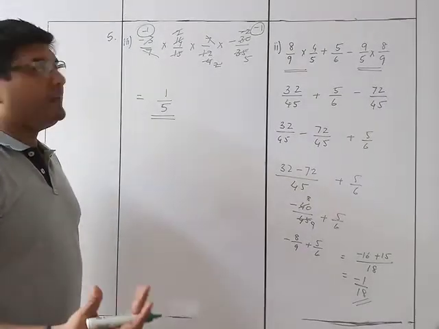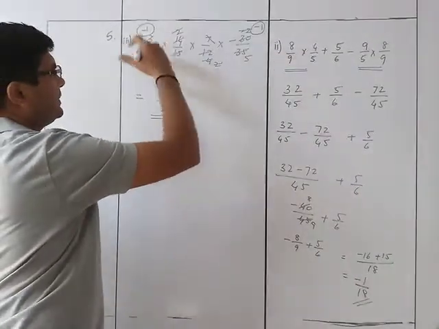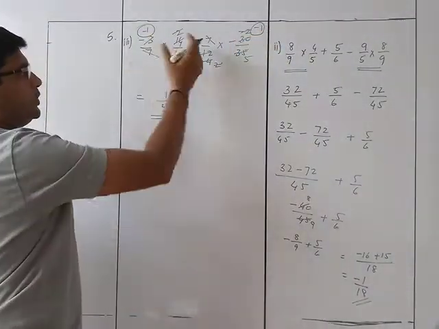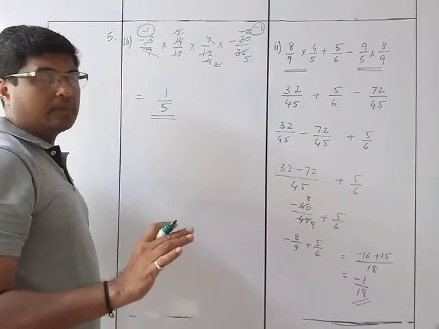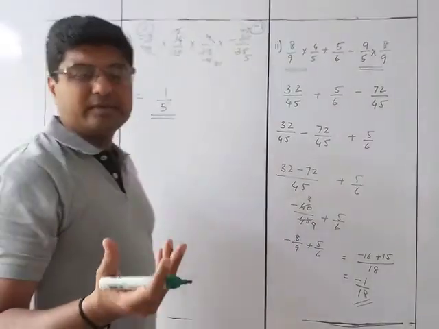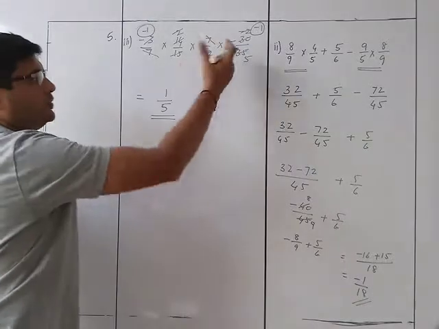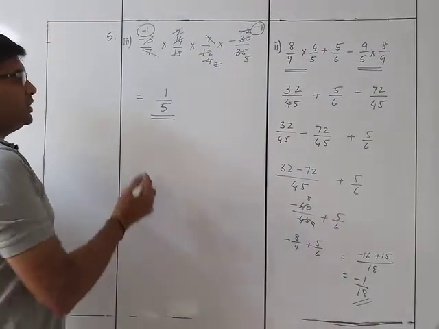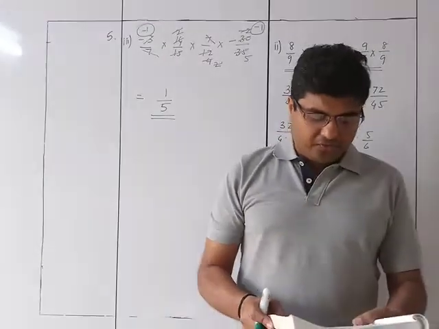You can do it on a piecemeal basis also. If you are not comfortable with cancelling everything together, you can always do it in parts. Not an issue, not a problem at all. You can also multiply everything and divide everything, but it is not advisable to multiply such big numbers. So it is always better to do the cancellation. It's very easy to cancel also. The answer is 1 upon 5. So this gives you the answer 1 upon 5.